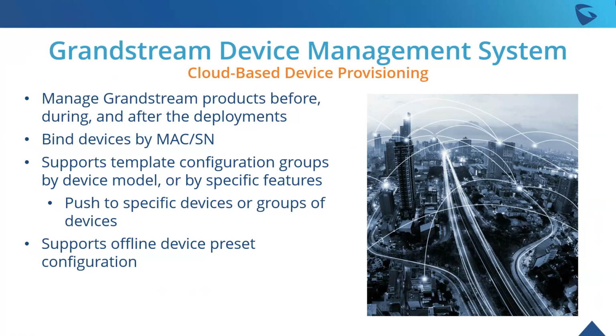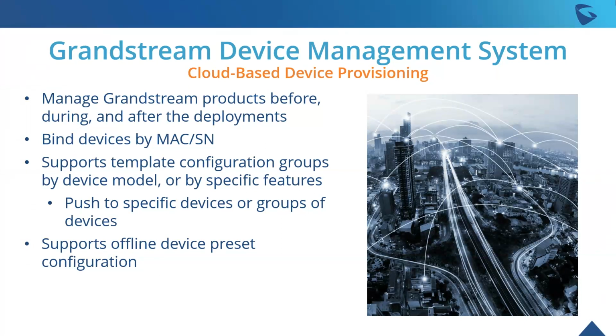It's really simple to just bind devices by MAC and SN to your GDMS cloud platform. And it supports template configuration groups by device model or by specific features. It's going to all be pushed to specific devices or groups of devices. And it also supports, of course, offline device preset configuration.